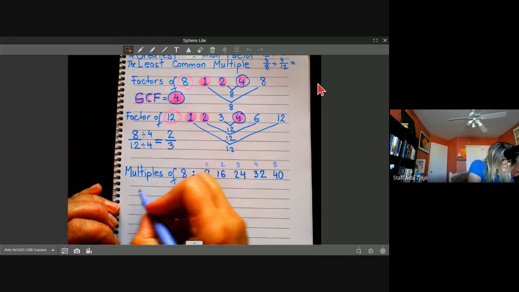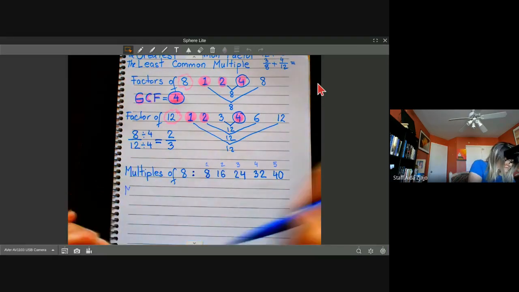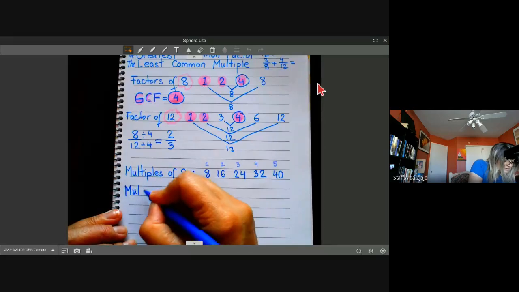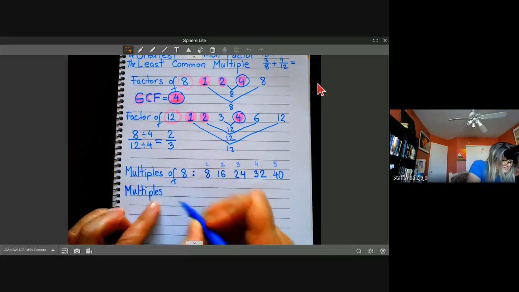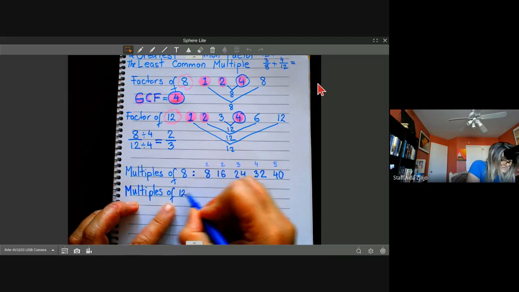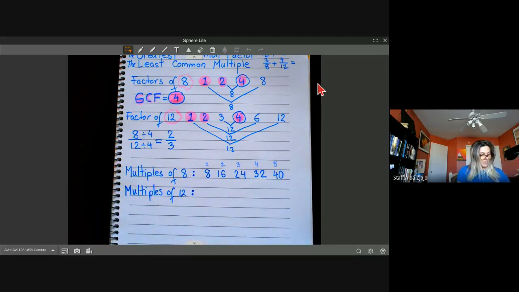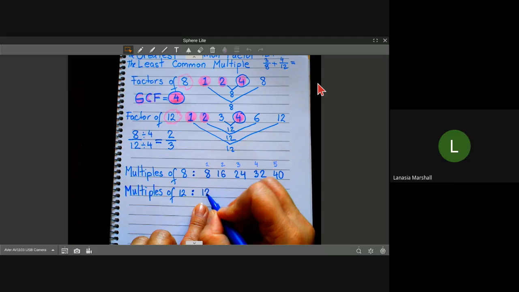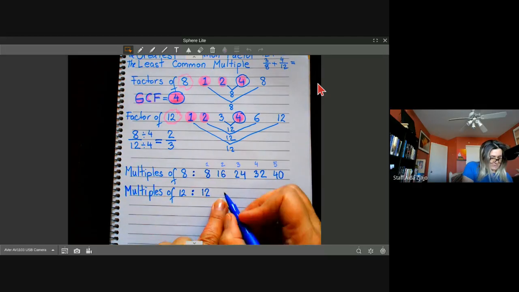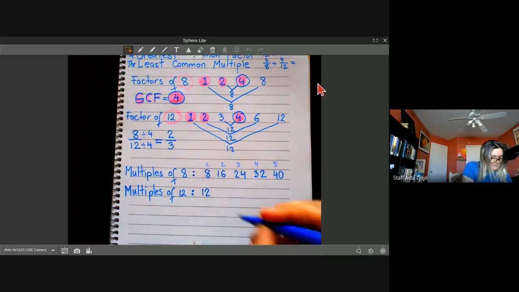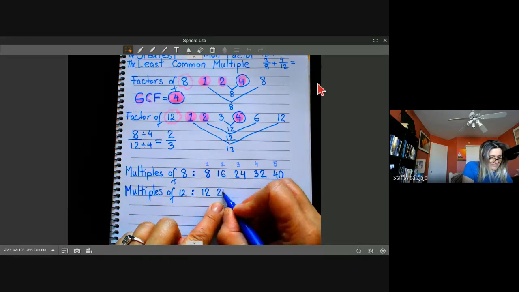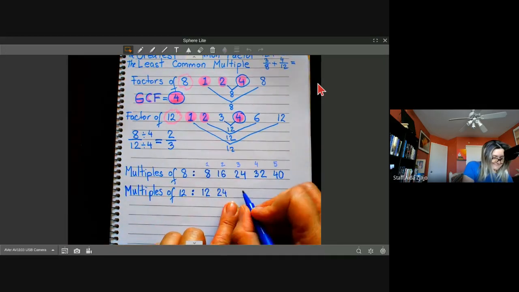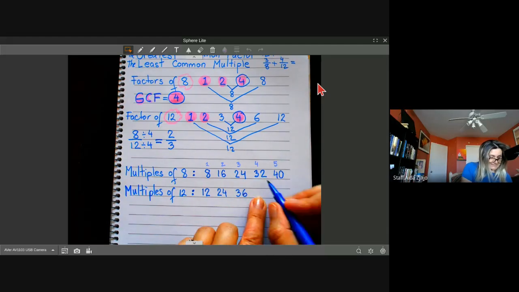Now I'm going to make multiples of 12. When you see multiples of 12, you need to remember that 1 times 12 is, can somebody help me? 12. Thank you. 2 times 12 is? 24. Bravo. 3 times 12 is? 36. Bravo. And 4 times 12 is? 48.